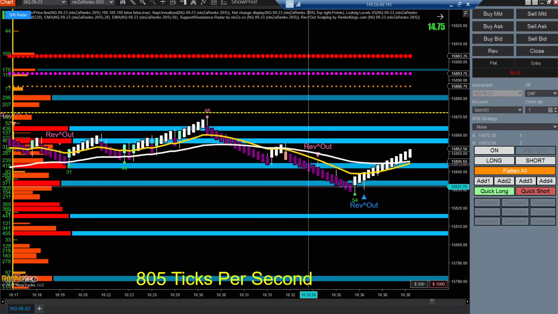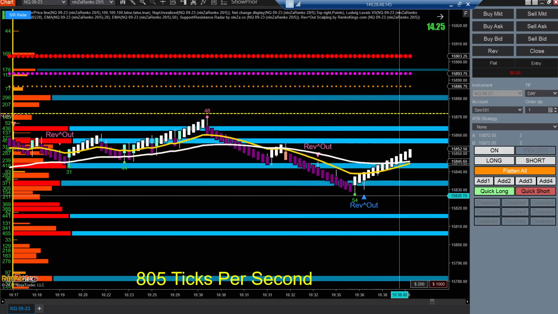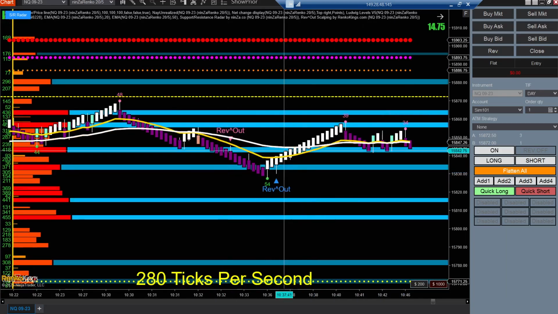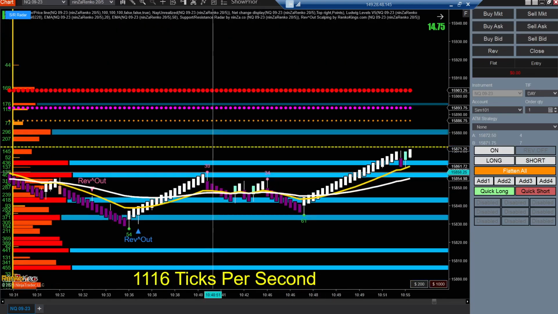I think you can automate this with Markers Plus, which I do not know how to do, and it looks complicated. But if anybody has any ideas how to automate Revved Out, I don't know if Trade Saber can do it, but I'm going to ask the owner if he can do it.